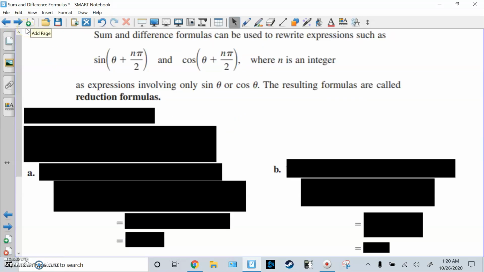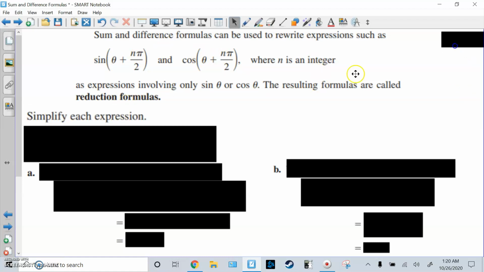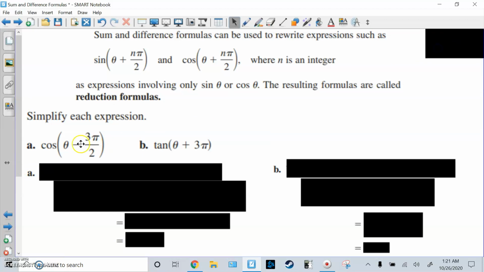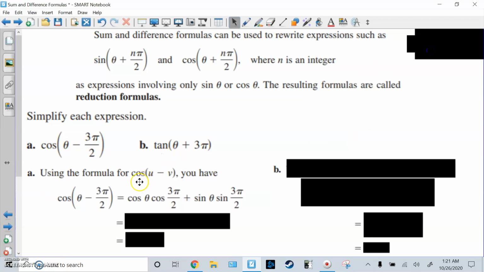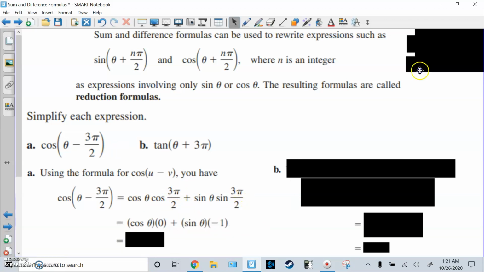Alright, we can also use different formulas to rewrite expressions that look like this, because it's just sine of something plus another thing, or cosine of something plus another thing. We call these the reduction formulas. We're going to simplify each expression, problem A and problem B. So problem A, cosine of this minus this, use the difference formula. So you're going to rewrite it as cosine cosine plus sine sine. Cosine of theta leave alone, but cosine of 3 pi over 2, you know, is 0. Sine of theta leave alone. Sine of 3 pi over 2 is negative 1. Cosine of 0 is 0. Sine times negative 1 is negative sine.